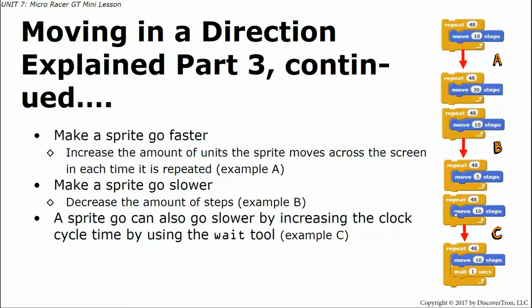And you can also slow things down by putting in a wait block right here. For example, on C, this sprite's moving 10 steps in a loop of 48 times. Down here, the repeat loop is 48 times. We're still moving 10 steps, but we put this wait right here. And that causes the program to slow down a little bit, by adding some extra time into the calculation of the movement.